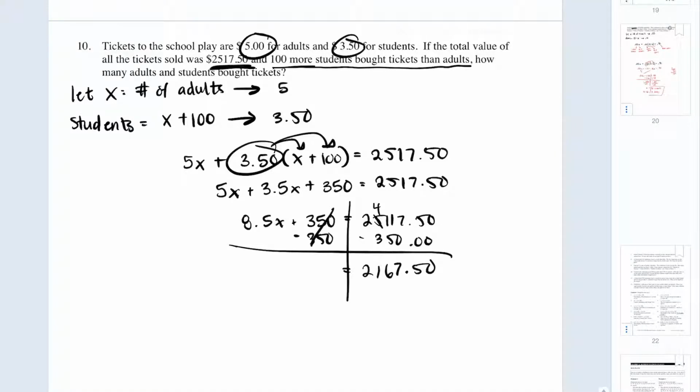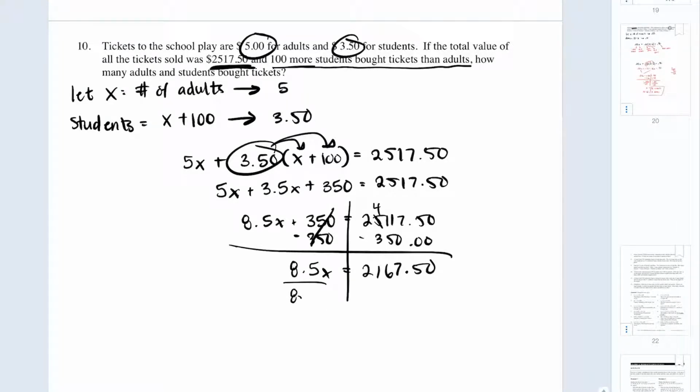2,167.50. And these 350s are going to cancel each other out, so I just bring down my 8.5x. So let's see. Fingers crossed that 2,167.50 is divisible by 8.5. Hey, look at that. It is. Whoops. Sorry, I got ahead of myself.